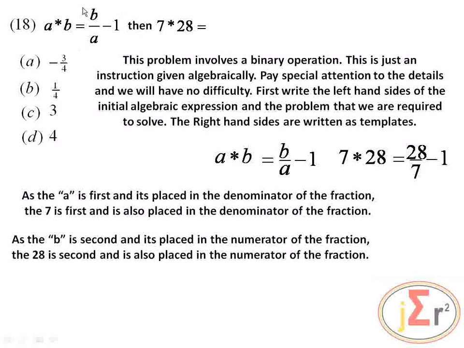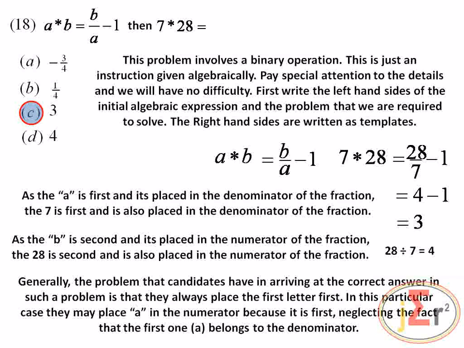Whatever we have here, we do the same over here. 28 divided by 7 is equal to 4. We have 4 minus 1, and that is equal to 3. Option C is correct.